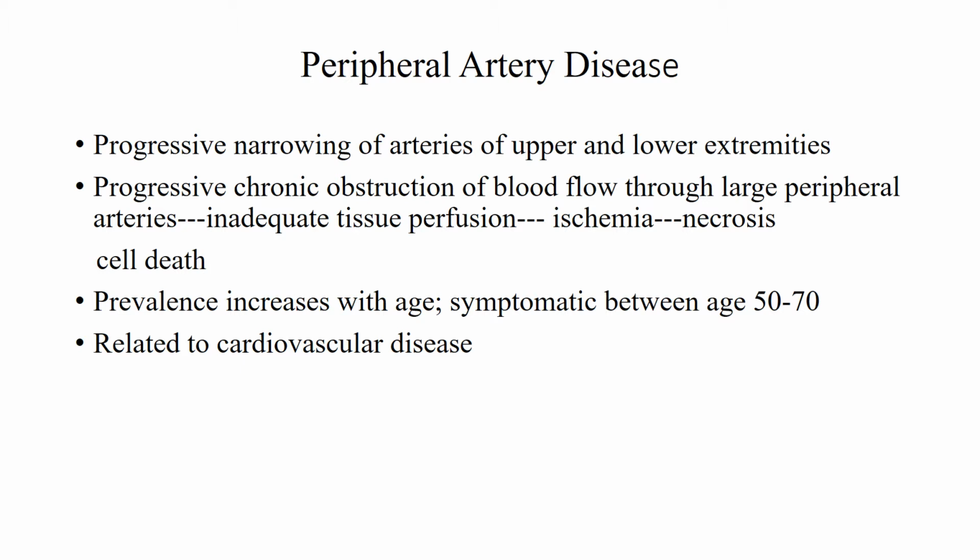And because of that obstruction, this can lead to inadequate tissue perfusion of the muscles, of the organs. It can then lead to ischemia, and it can lead to necrosis. And of course, if there's no blood flow, that can lead to cell death. This peripheral artery disease is more prevalent as the person increases with age. It is symptomatic between the age of 50 to 70 and is related to cardiovascular disease, and it's one of the risk factors for cardiovascular disease.